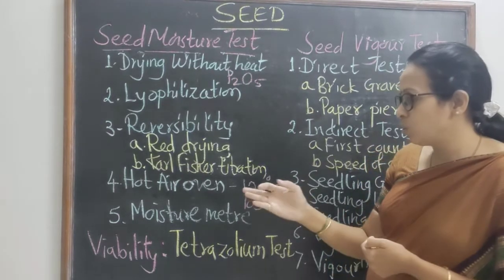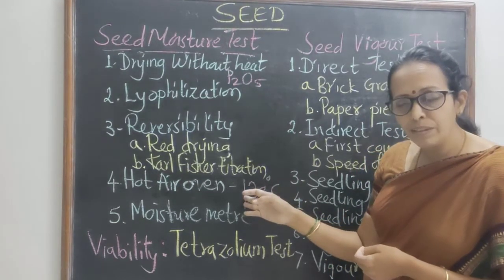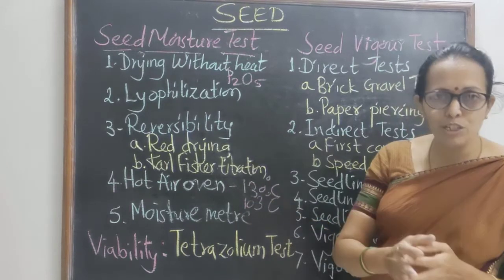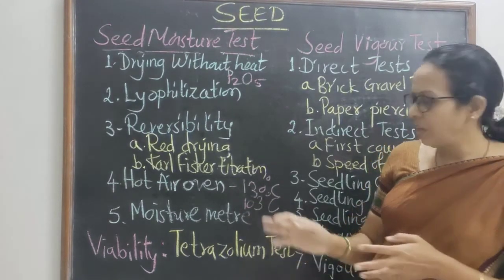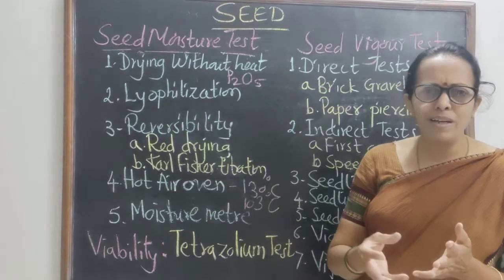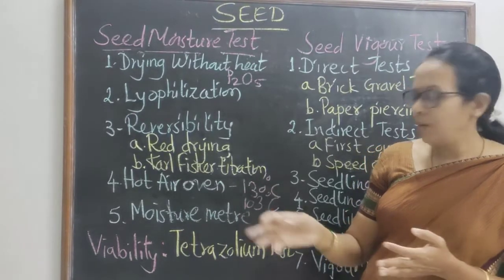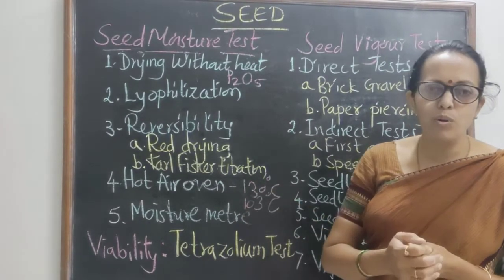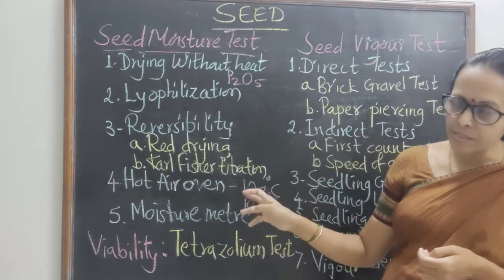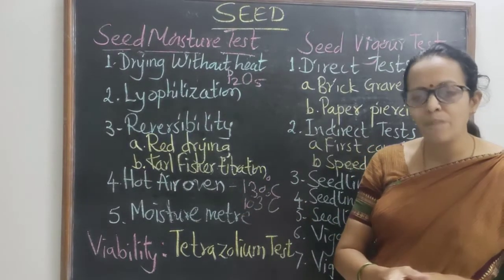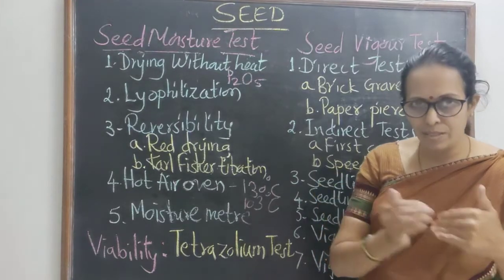So there you can use this method, where 130 degrees Celsius is the temperature, plus or minus 2 degrees, and you are going to keep the seeds for 2 to 3 hours at this, so that they will lose the moisture. You can take the difference.